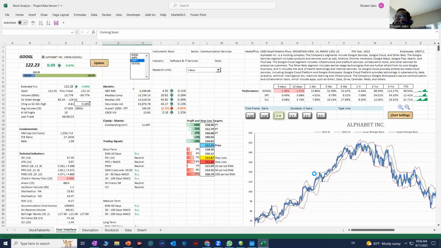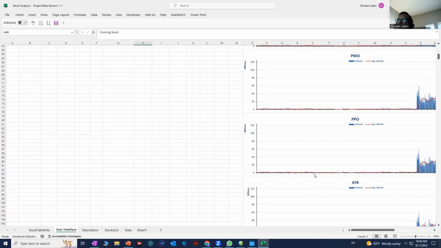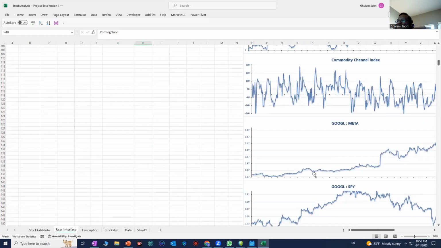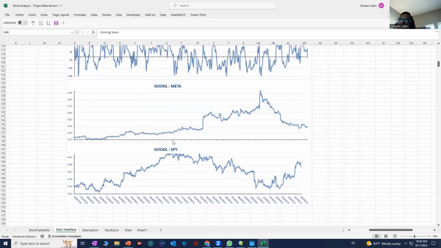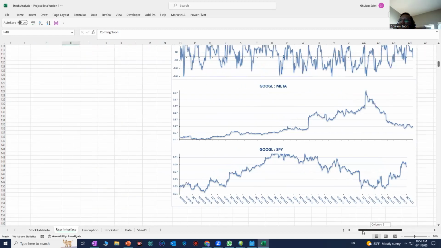And the bottom chart will be updated and include Meta now: Google versus Meta, Google versus index. So Google was performing much better during this period against Meta, but recently Meta has picked up, and now Google's relative performance compared to Meta's has gone down, especially in the last 8 or 9 months, because Meta has outperformed Google during that time.